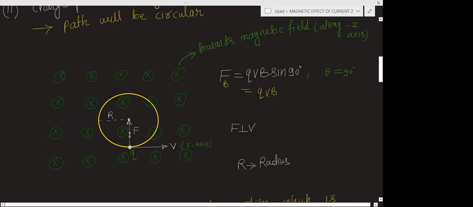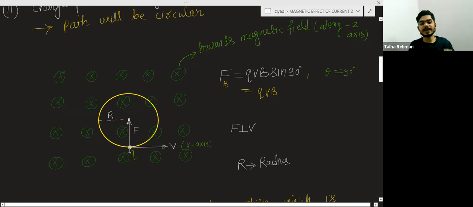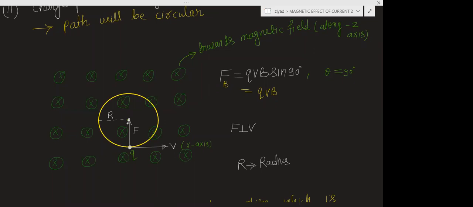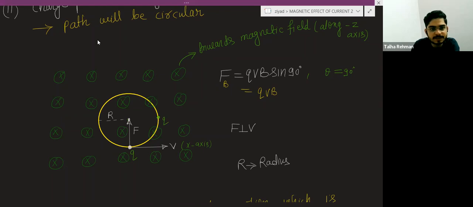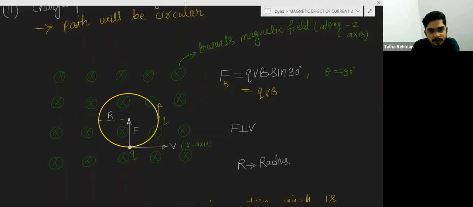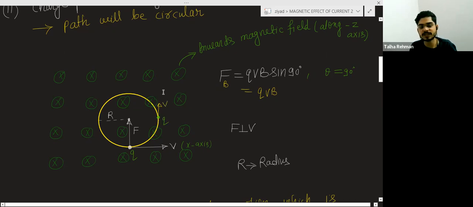So if the particle is at this point, then the magnetic force on the charge particle will be along this direction. So now suppose the charge particle is here. Here is your charge particle. Then if the charge particle is here, then here also the velocity of the charge particle will be in this direction.